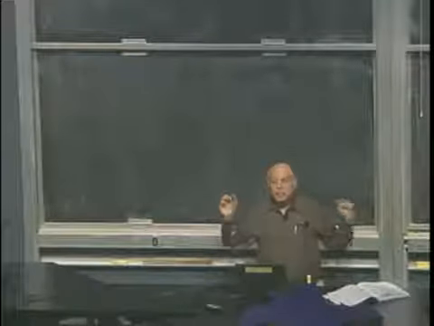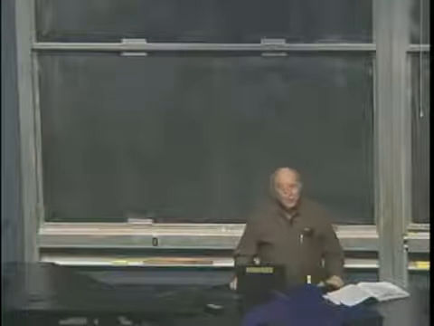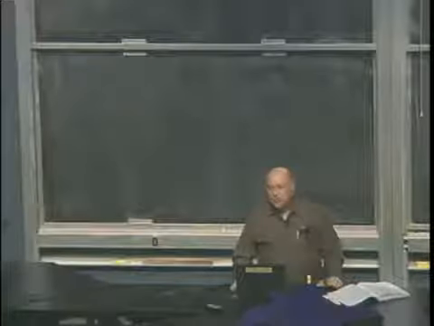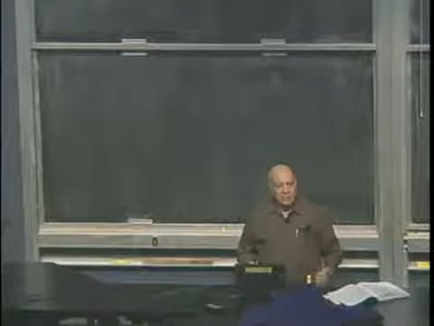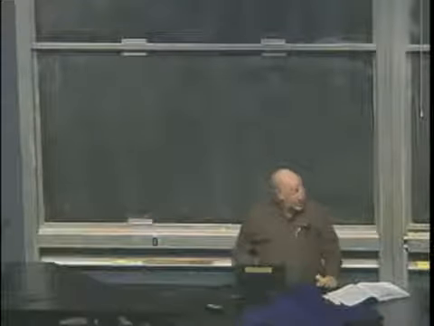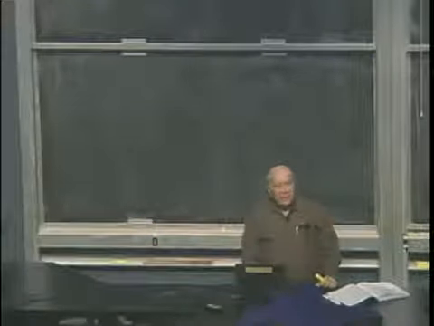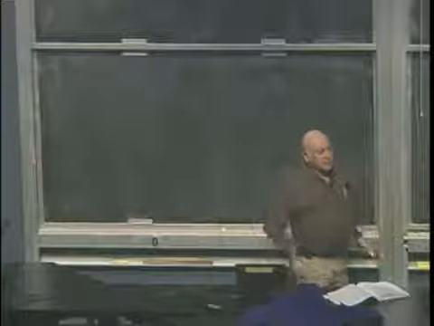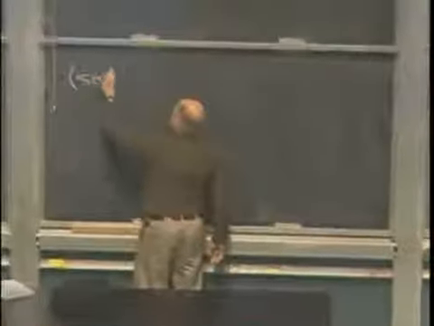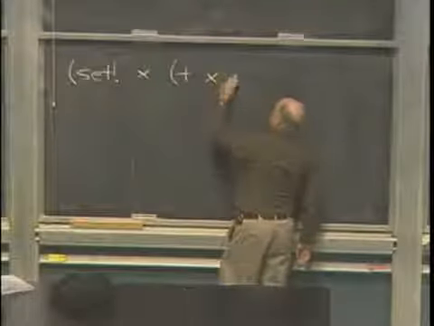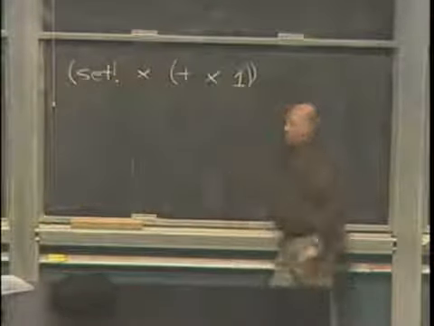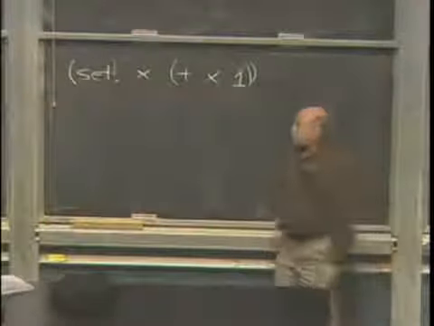Okay. What we're going to be talking about for the rest of the week is things that can go wrong in computations that happen in parallel and what to do about it. So to start out, I have to teach you a little bit of 61C. Let's say you say this. Set bang x to x plus 1.